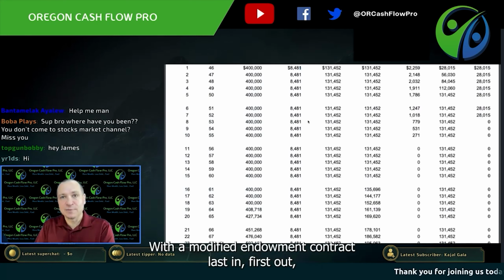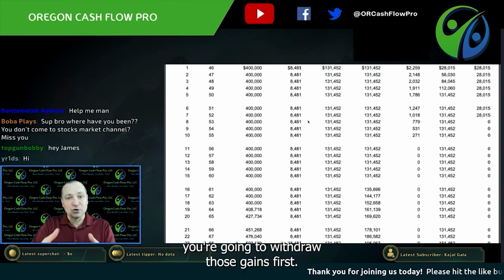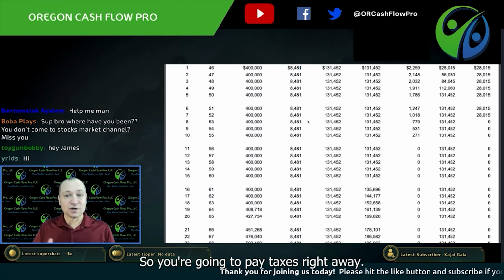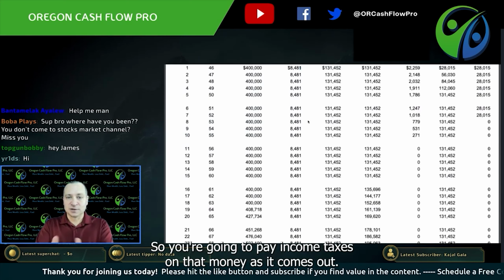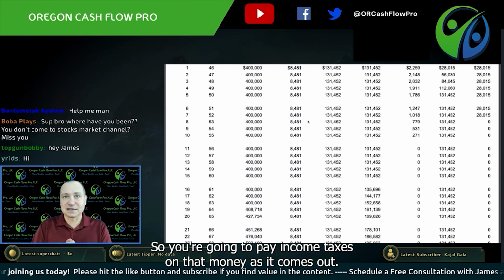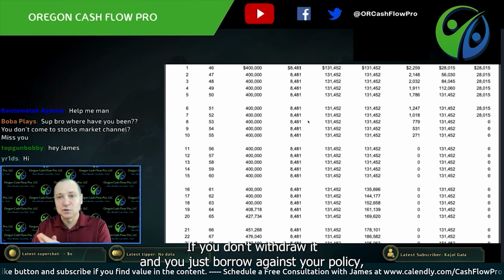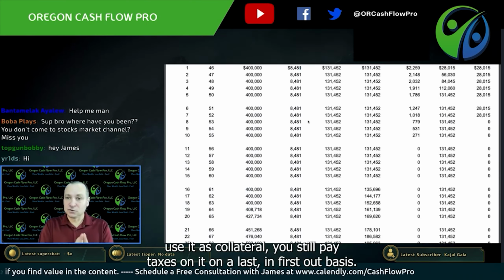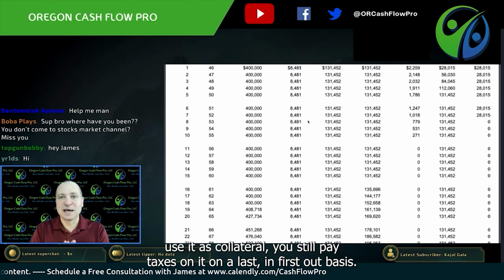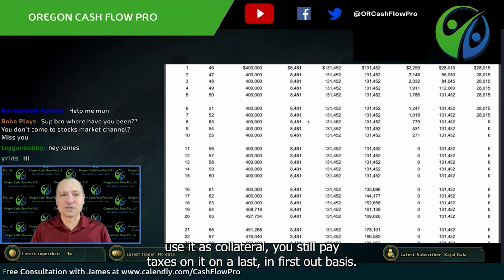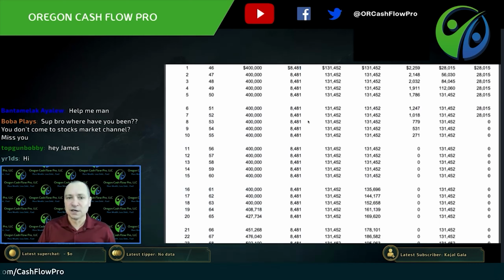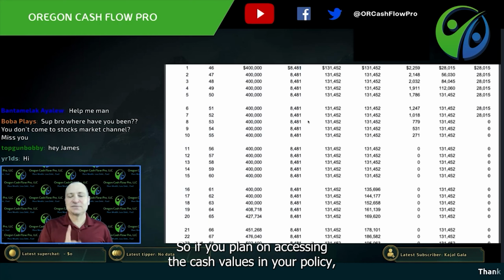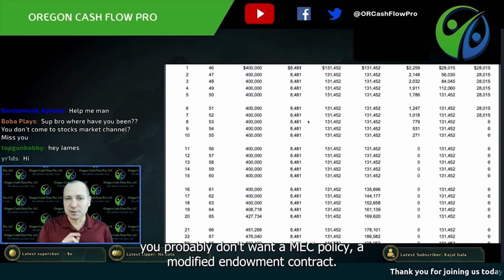With a modified endowment contract, last in, first out, you're going to withdraw those gains first. So you're going to pay taxes right away, and it's income taxes, not capital gains taxes. So you're going to pay income taxes on that money as it comes out. If you don't withdraw it and you just borrow against your policy, use it as collateral, you still pay taxes on it on a last in, first out basis. So you're still going to pay income taxes even though you're borrowing from it. So if you plan on accessing the cash values in your policy, you probably don't want a MEC policy, a Modified Endowment Contract.